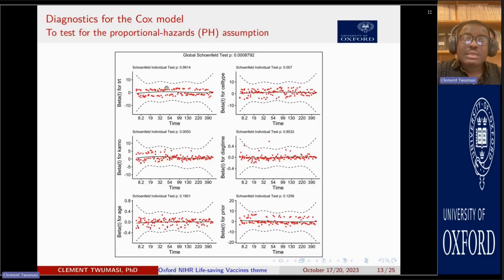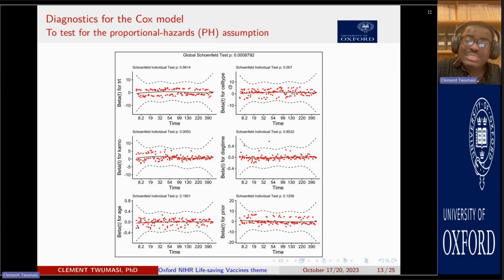So meaning that the hazard was constant across the two levels of treatment that we had in the study. But if you look specifically at the cell type, the p-value was significant. And if you look at the Karnofsky variable, the p-value was significant. The others were not significant. So those that were not significant achieved that constant hazard assumption, but those that were significant resulted in why the assumption was not met.